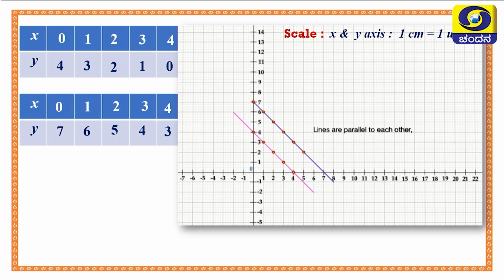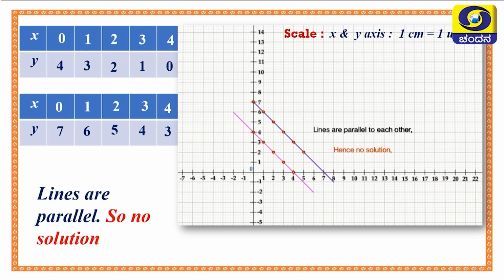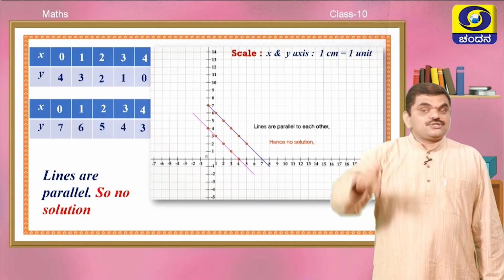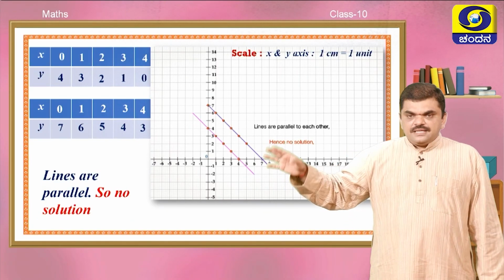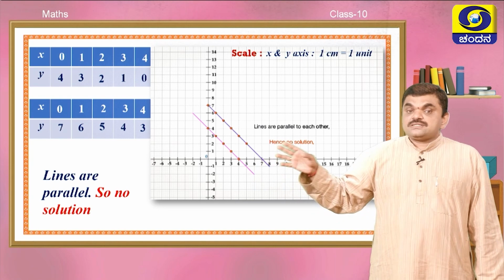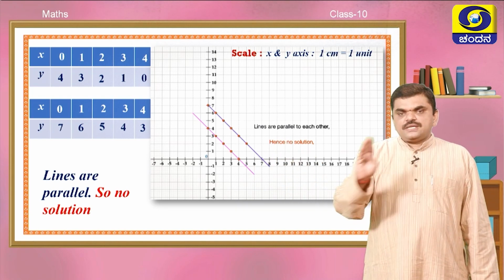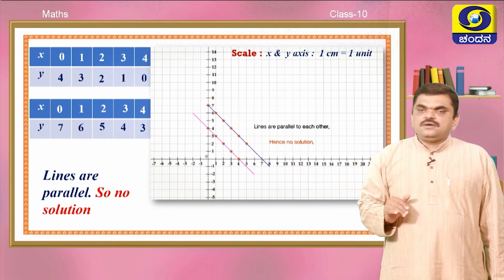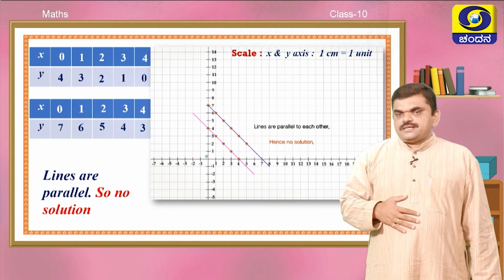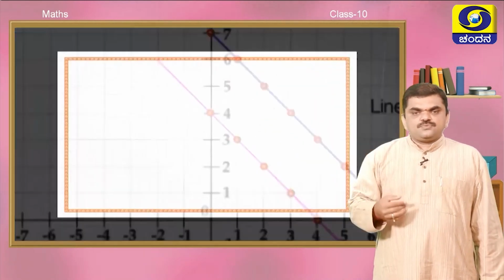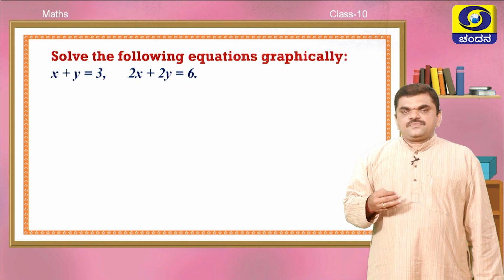Here they are parallel to each other. We won't get any intersection point. In our first class we learned that when two lines become parallel, there is no solution. Here also, when these two lines become parallel, there is no solution. There is no solution for such kinds of equations, children. Understand? Okay, let's move on to the next problem.